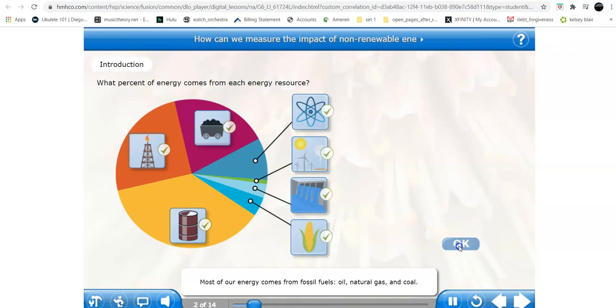Most of our energy comes from fossil fuels. Oil, natural gas, and coal. About 10% comes from nuclear power, which requires uranium. Fossil fuels and uranium are non-renewable resources. They are used much faster than they can be replaced. We get about 8% of our energy from renewable resources. These include moving water, plants, sunlight, wind, and geothermal energy. So 8% is these 3. 10% is this guy. And the rest is really these guys.